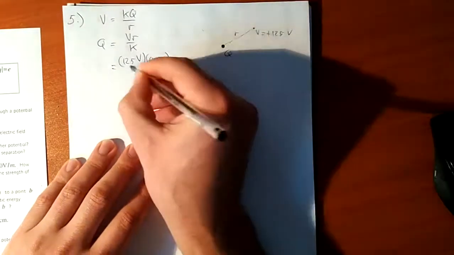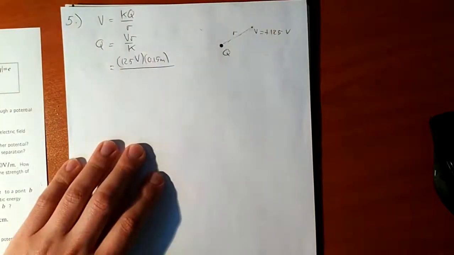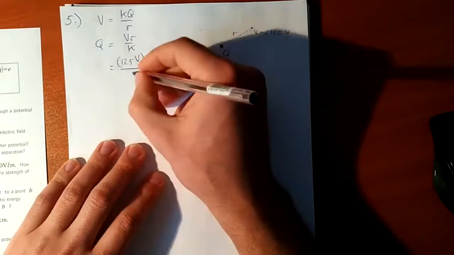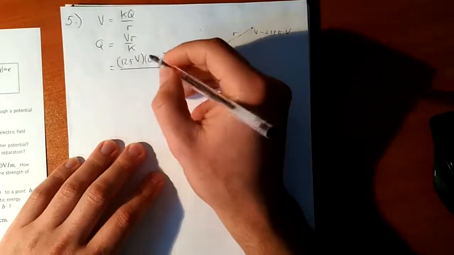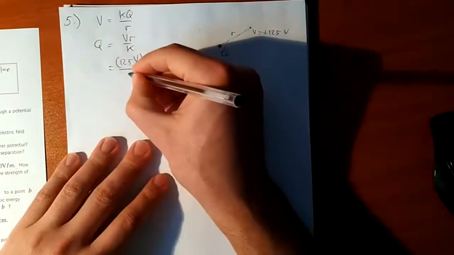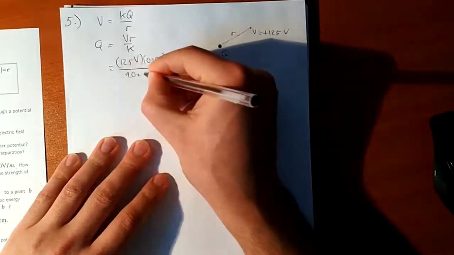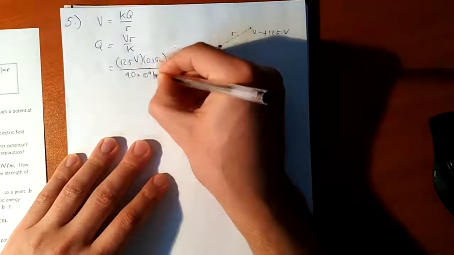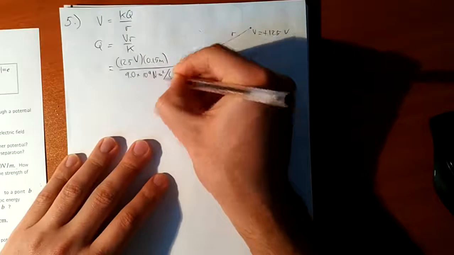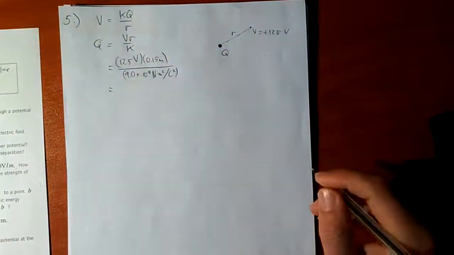Only two significant figures given. And what is k? Now we can use 8.988 times 10 to the 9 or whatever. In this case, it's definitely perfectly fine to use 9 times 10 to the 9, and this is newton meter squared per coulomb squared. Now let's just calculate this.